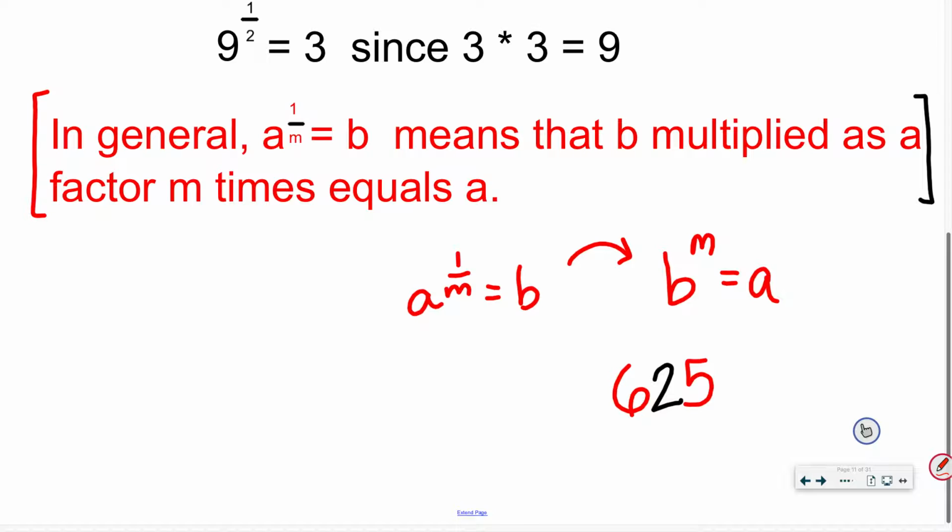Okay. So 625, is there a number times itself 3 times that would, wait, is that what I wanted to do? No.